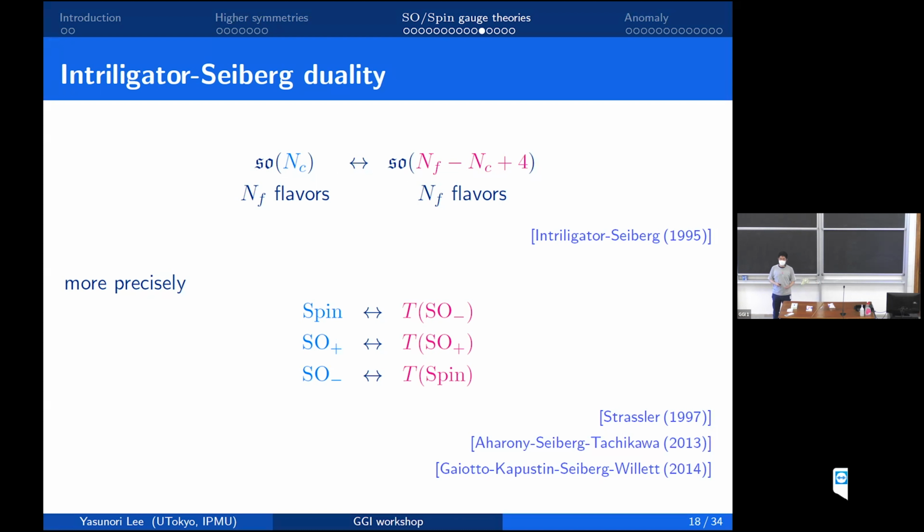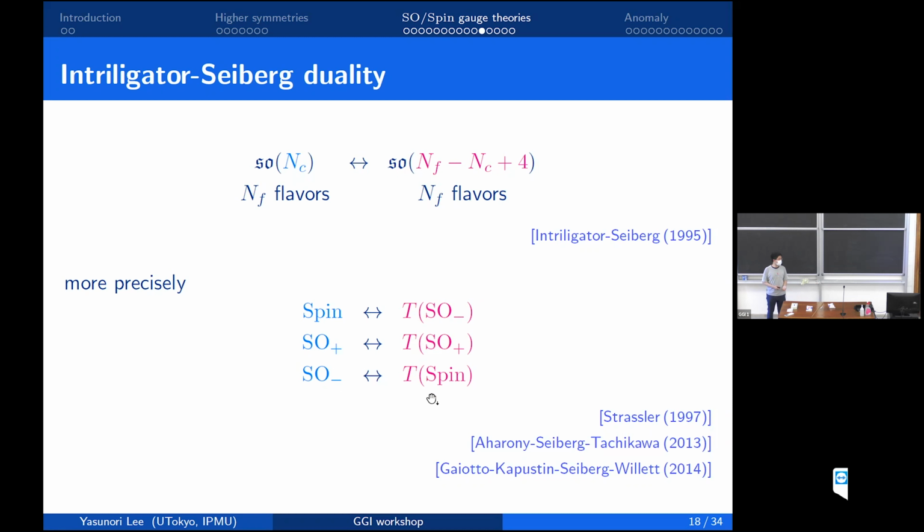So as you know, there are various tests of this. You can, for example, match zero-form symmetries and their anomalies, or you can also match gauge invariant operators and so on. But you can be more precise about the global form of the gauge group. And it turns out that the results are the following. The Spin SQCD is mapped to SO minus SQCD on the dual side. And SO plus SQCD is mapped to SO plus SQCD on the dual side. And finally, SO minus theory is mapped to Spin theory on the dual side with an additional discrete theta term.